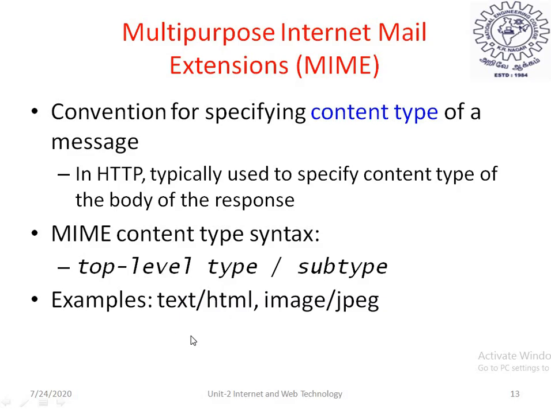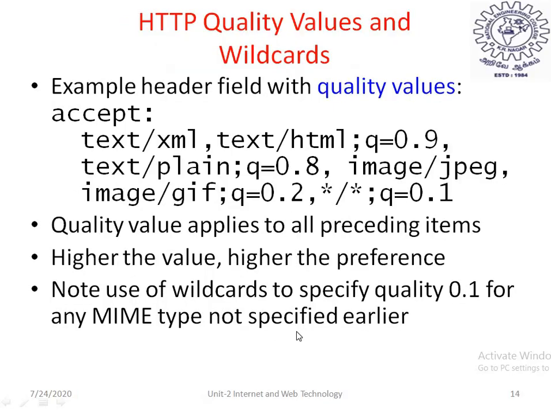If it is a web page, it is text/html. If it is an image, it is image/jpeg. That is type/subtype. See here, I already told you what we mean by the term quality values. If it is text/html, the quality value is higher, 0.9. If it is plain text, it is 0.8. But if it is an image file or GIF file, it is 0.2. If nothing is specified, it should be taken as 0.1.